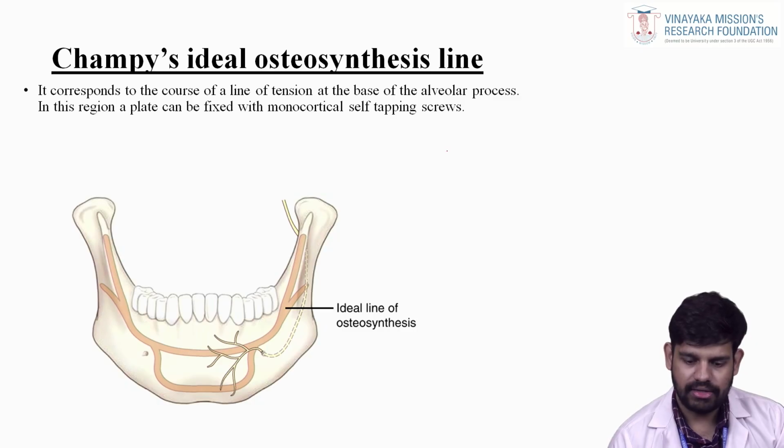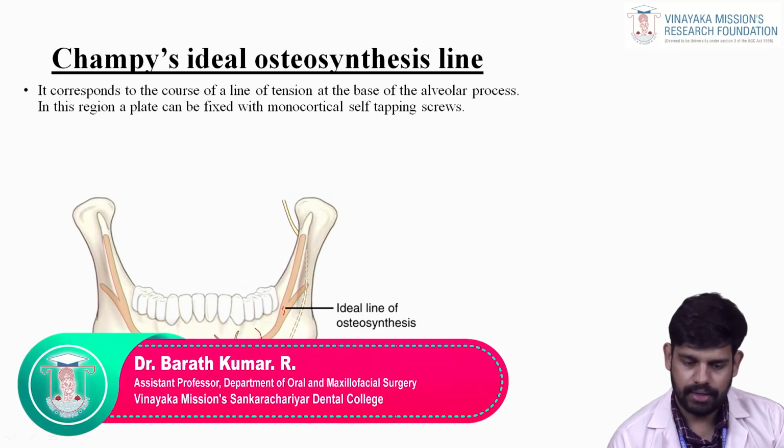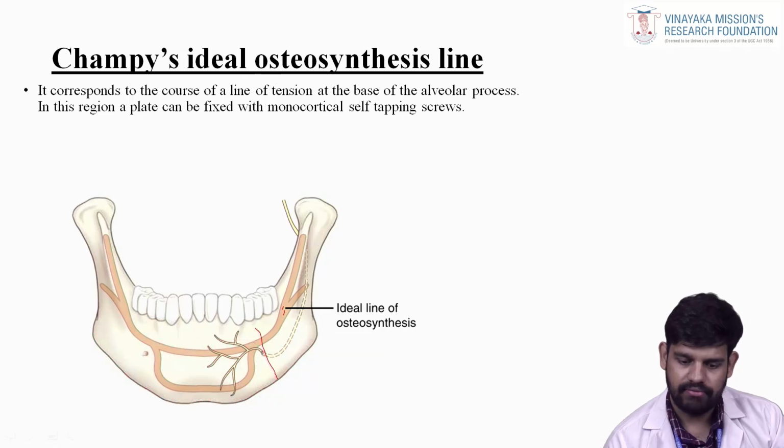So if any fracture is seen, if a fracture is like this, we have to plate or join the mandible along this line to ensure proper adaptation or anatomical reduction in the line of osteosynthesis where the tension is dissipated. We all know that in the area of tension there is bone deposition, and in compression there is bone resorption.